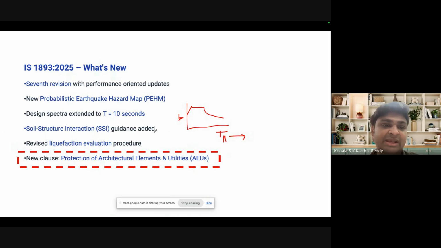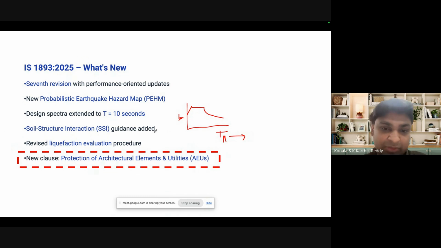We also have this liquefaction evaluation. Typically we have pore water pressure. Any soil will have some safe bearing capacity. With increase in pore water pressure, the safe bearing capacity comes down. So we have these sorts of liquefaction problems during earthquakes. Some special clauses relating to these liquefaction problems were also addressed.